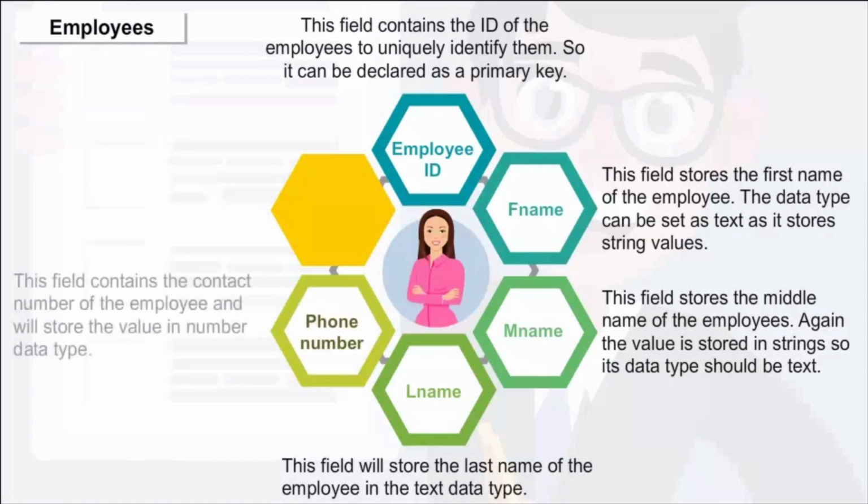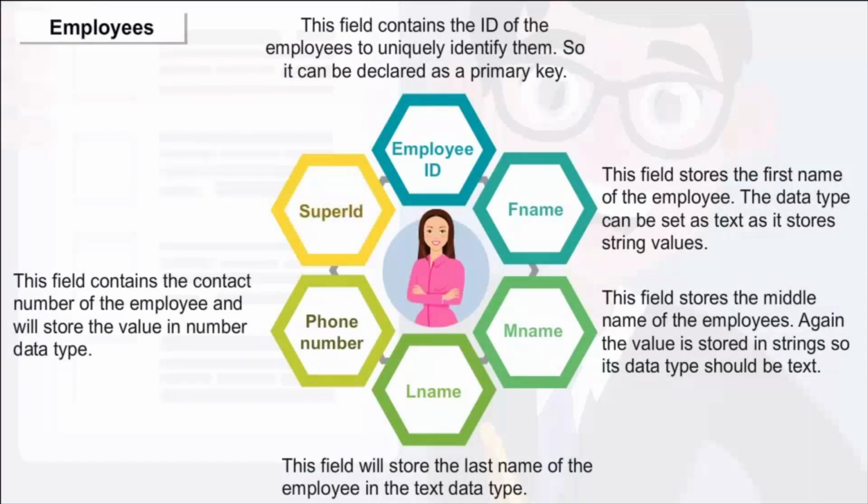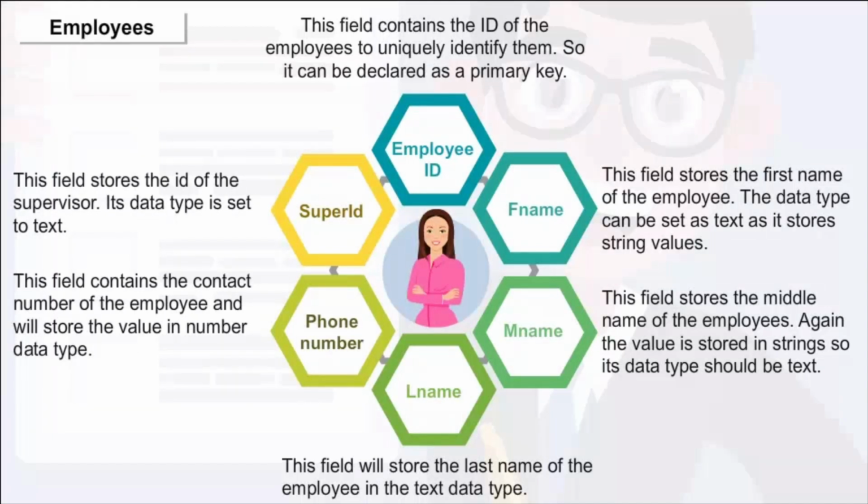Phone number. This field contains the contact number of the employee and will store the value in number data type. Super ID. This field stores the ID of the supervisor. Its data type is set to text.